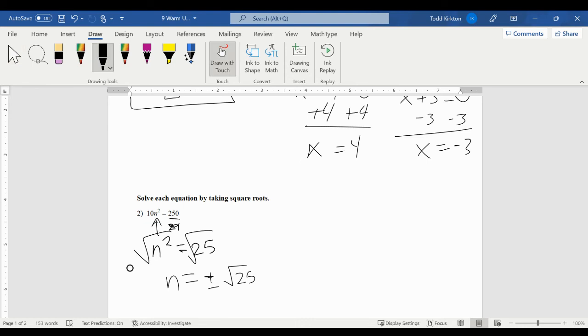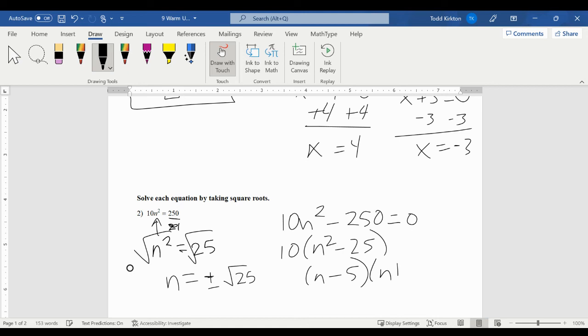Some people accidentally factor this problem, and you still get the same answer. So they go, oh, I'm going to bring this over. They say I could take a 10 out, and then this factors into n minus 5, n plus 5. That also works, but it did say take the square root. But that also will get you the answer. Quadratic formula will work as well.